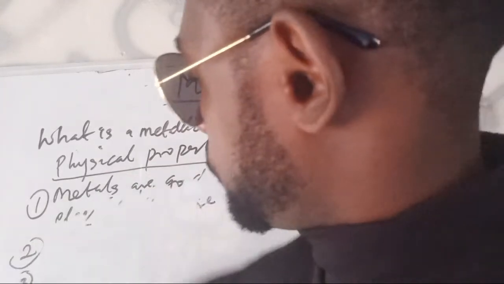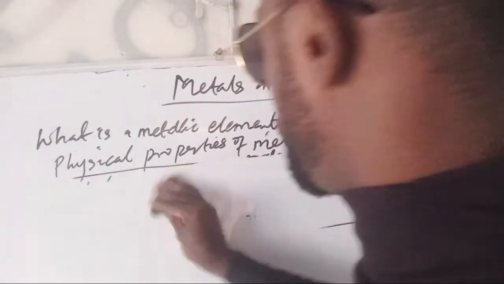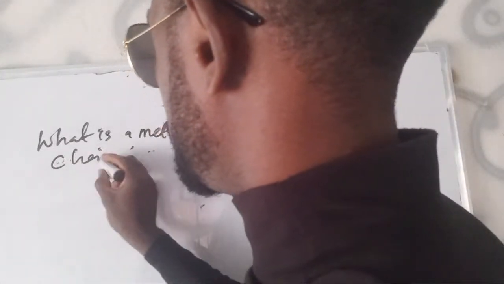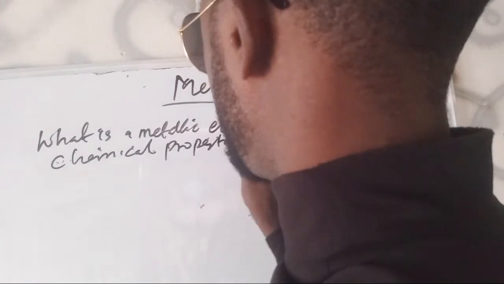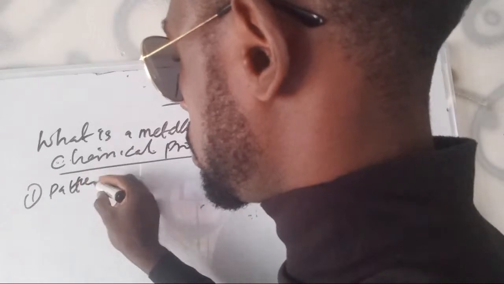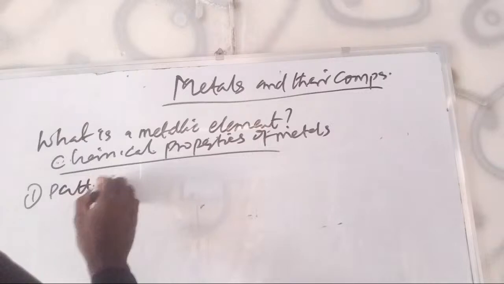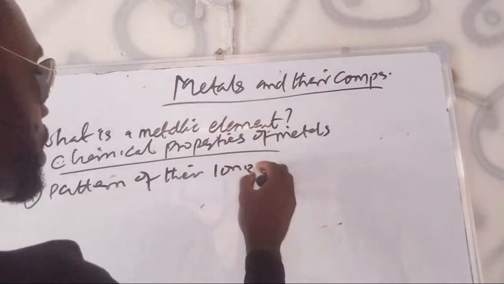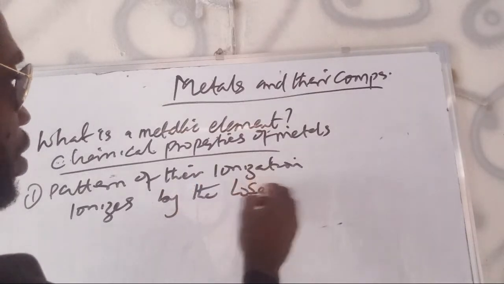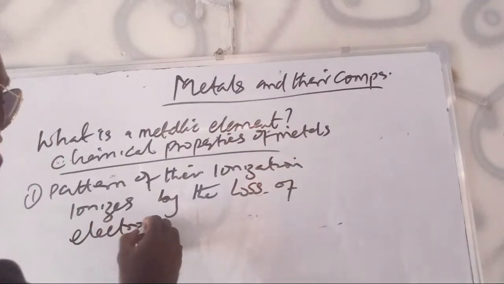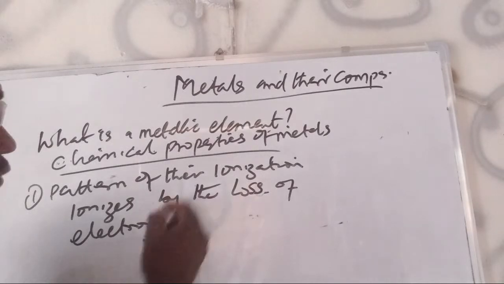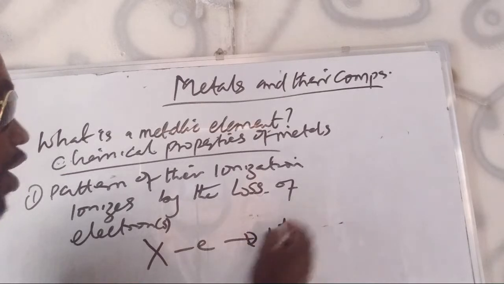Okay, let's take a look at the chemical properties of metals. First of all, we will look at the pattern of ionization of metals, which gave them that definition. So number one is their pattern of ionization. Metals ionize by the loss of electron or electrons. So this gave them their definition. If you have a chemical element X, and for this X to form an ion, it will lose an electron to become X plus, you know that X is a metallic element.